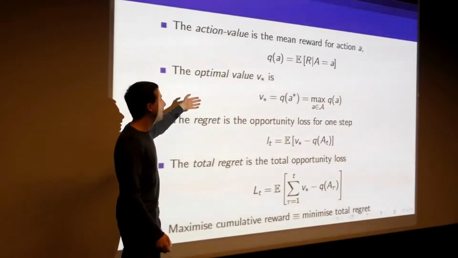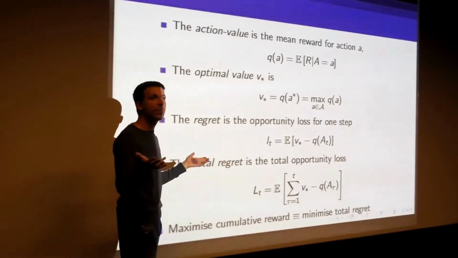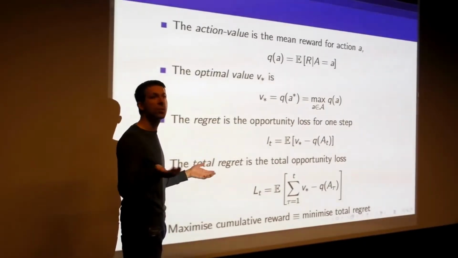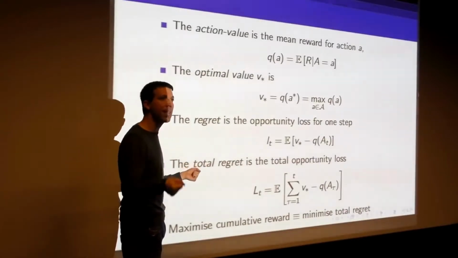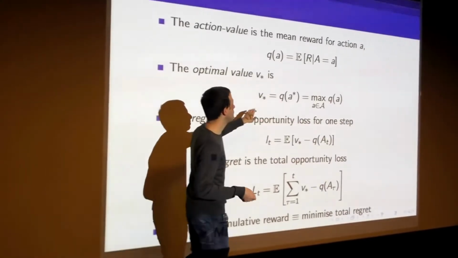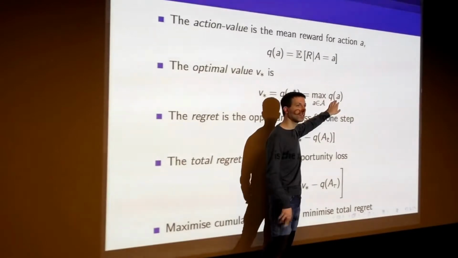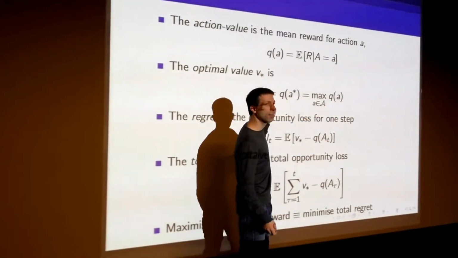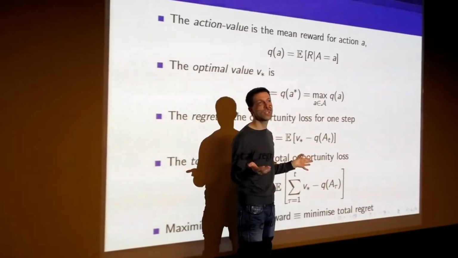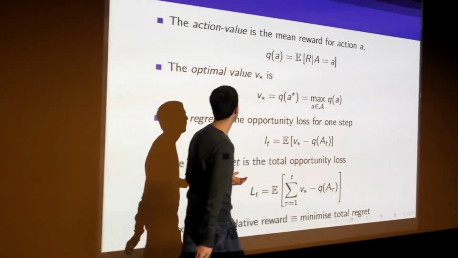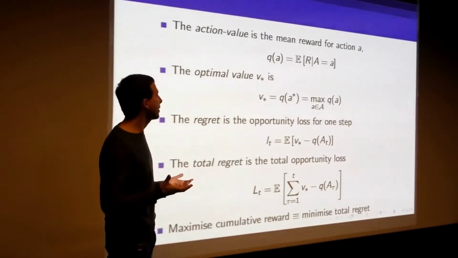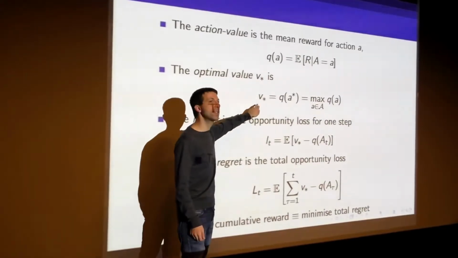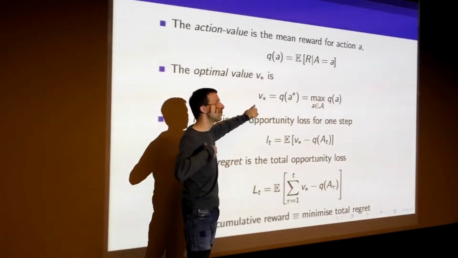And the optimal value is the best that we could possibly do. If we knew which machine paid out the most, we would just always pick that machine again and again and again. So we would basically get the max of all our Q values because we'd always choose the machine with the maximum payout. And that's the V star. That's the best we can do in this domain. We can just keep getting V star again and again and again. So the regret then is how much worse we do than V star. So V star is the best we could possibly get.